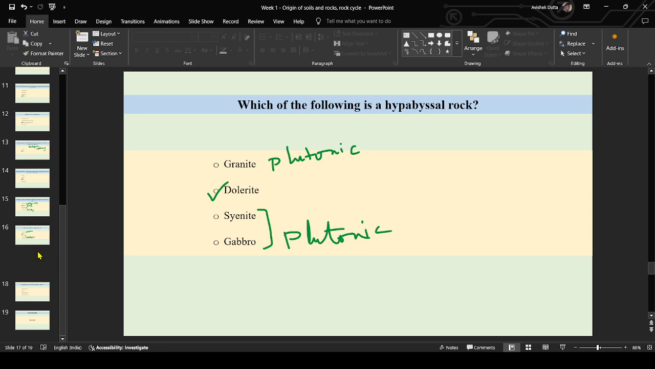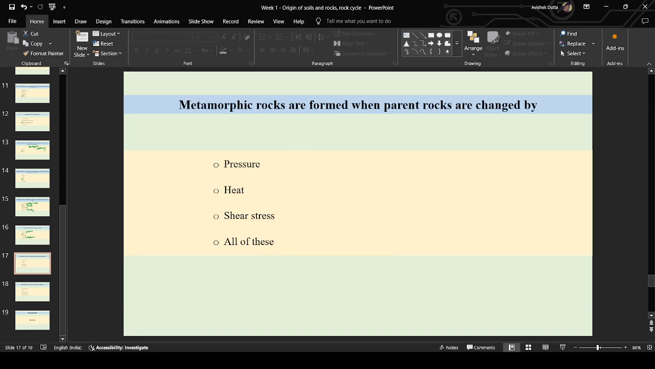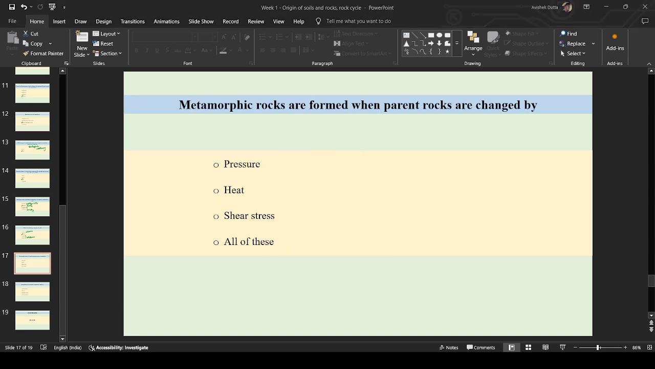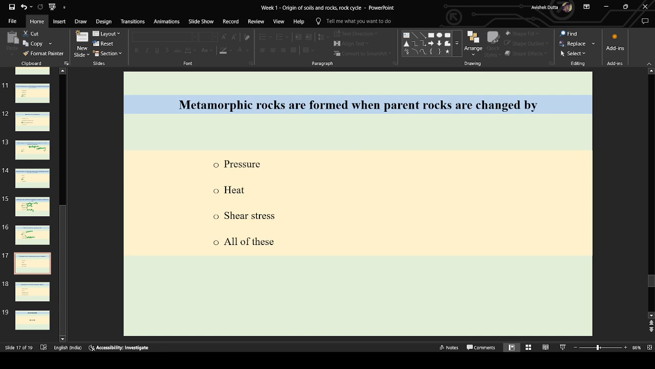Next question. Metamorphic rocks are formed when parent rocks are changed by. What is the answer? Very simple question. Pressure, heat. Please mute yourself.